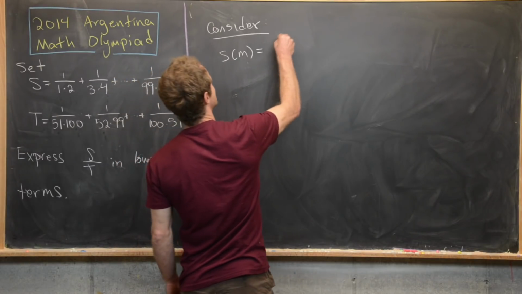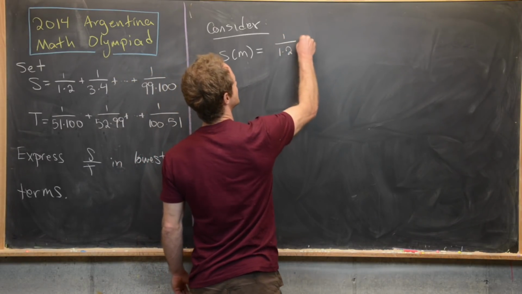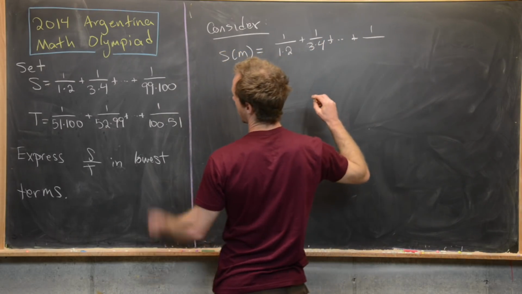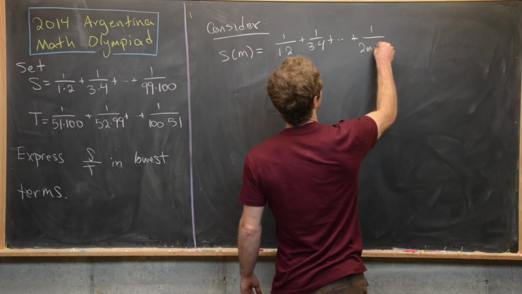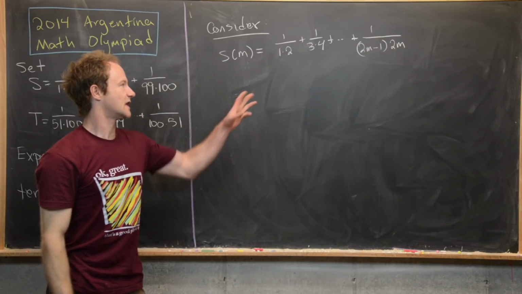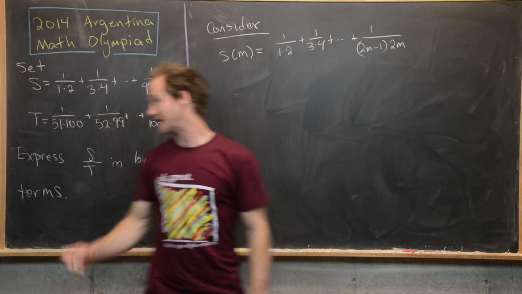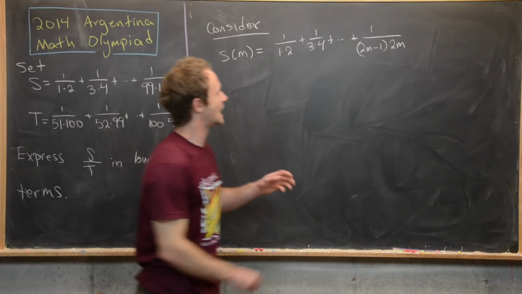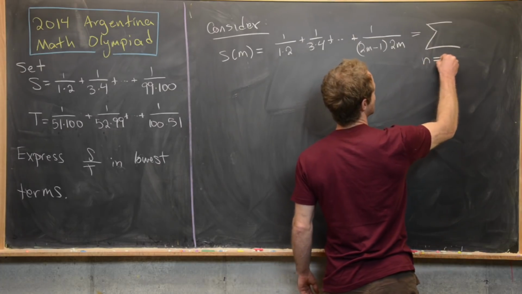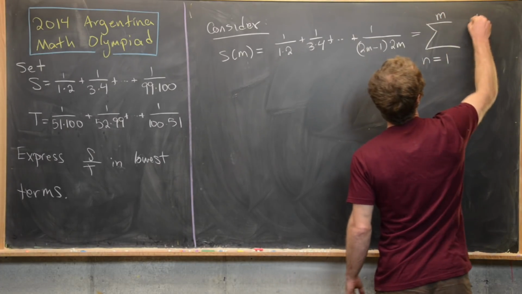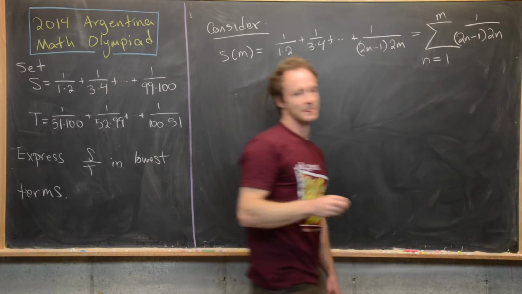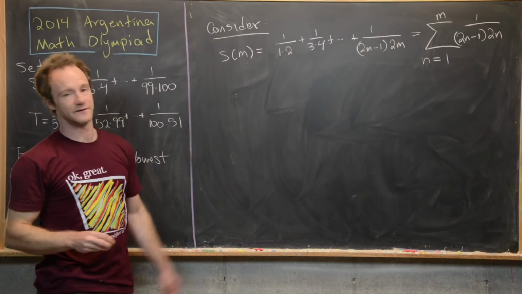So notice this is going to be 1 over 1 times 2 plus 1 over 3 times 4, all the way up to 1 over (2m minus 1) times 2m. Great. So like I said, if we plug in m equals 50, we get exactly this thing right here. Now it might be useful to write this in summation notation, and so we can do that by writing the sum n equals 1 to m of 1 over (2n minus 1) times 2n. That's what we'll use for our function S of m.